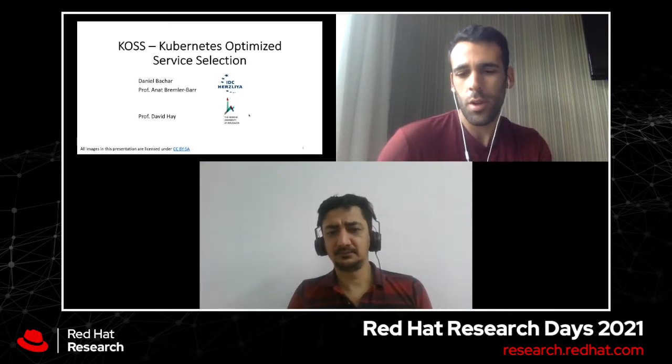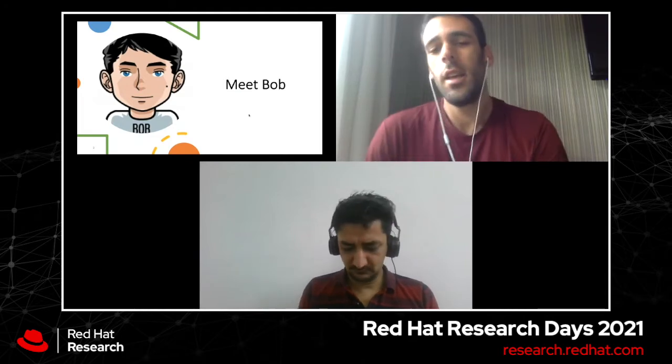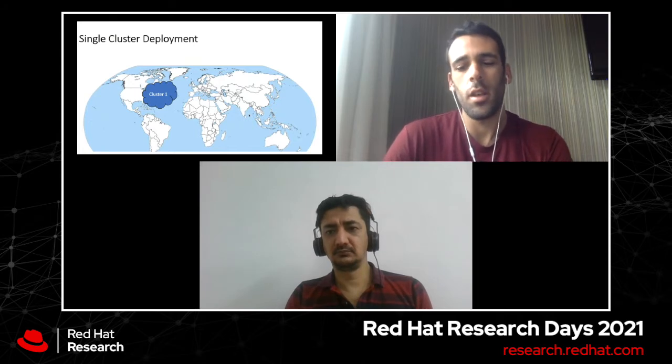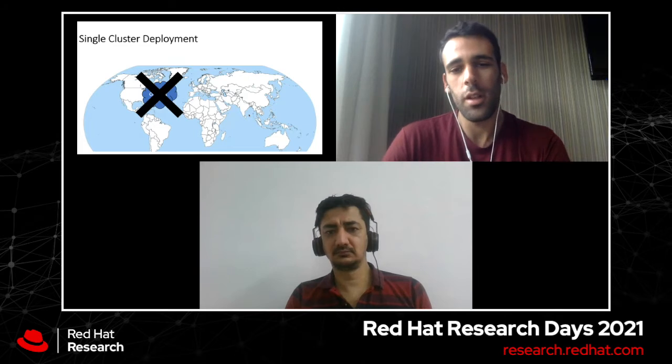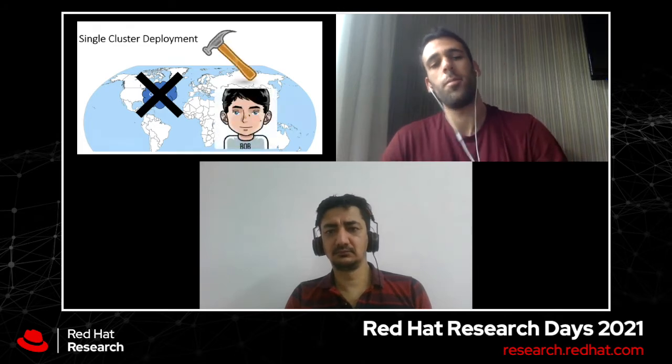So I will dive right in. So everyone, meet Bob. Bob is the head of the DevOps department in some big high-tech company. Bob and his team maintain the company's Kubernetes clusters in the East Coast of the US in some cloud provider. Whenever there are outages or problems with the clusters, Bob's team fixes it.